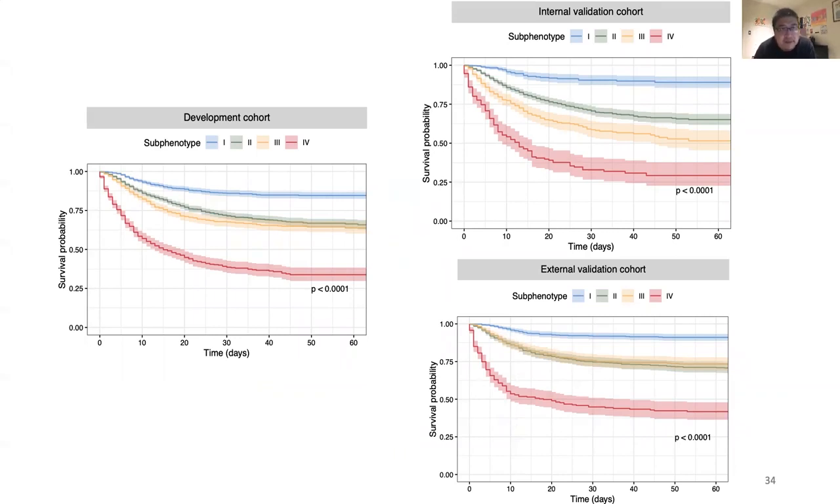And this is the associated outcome of those four different subphenotypes on the development cohort, the internal validation cohort, and the external validation cohort. This is a Kaplan-Meier type of survival probability curve. As we characterized in the previous two slides, this validates that subphenotype 1 has the least severe condition and subphenotype 4 has the most severe condition, while 2 and 3 are pretty close.